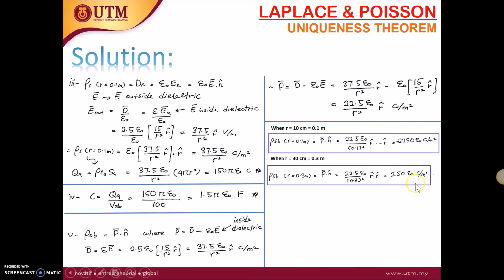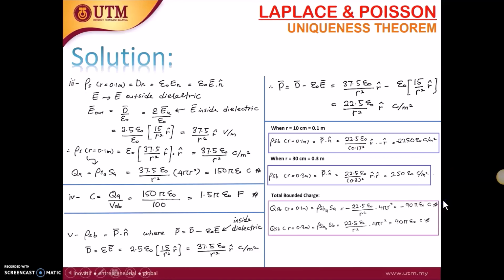So solving these two, we got negative 2250 epsilon naught coulomb per meter square when R equal to 0.1, and another one is 250 epsilon naught coulomb per meter square. Next, having these two rho SB, you can later on determine the total bounded charge, which is QSB at R equal to 0.1 meter and QSB when R equal to 0.3 meters. So we use the rho SB at A and rho SB at B. I will not put the value for R because later on the R can be cancelled out. So solving this, you got the final answer to be negative 90 pi epsilon naught and 90 pi epsilon naught coulomb. So you can see that the magnitude of the charge will be the same, but one charge is negative, another one is positive, right?